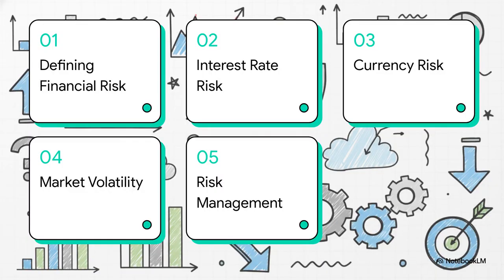Okay, let's dive into this roadmap. We'll start off by defining financial risk, then we'll break down the major types: interest rate risk, foreign exchange currency risk, and price and market volatility. Finally, we'll wrap the whole thing up with strategies for risk management. Breaking complex topics down into these logical, structured chunks just makes them so much easier to digest.